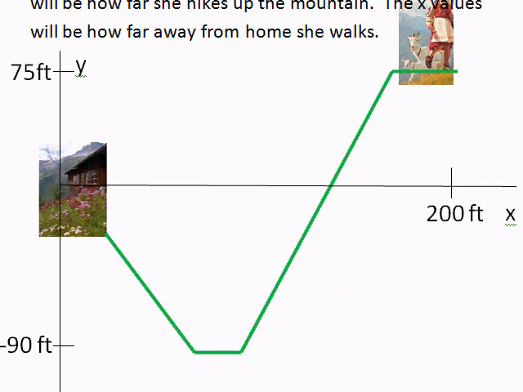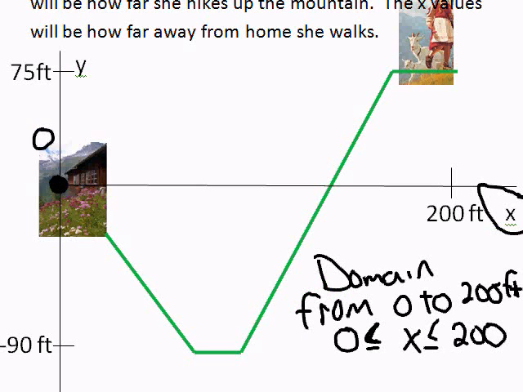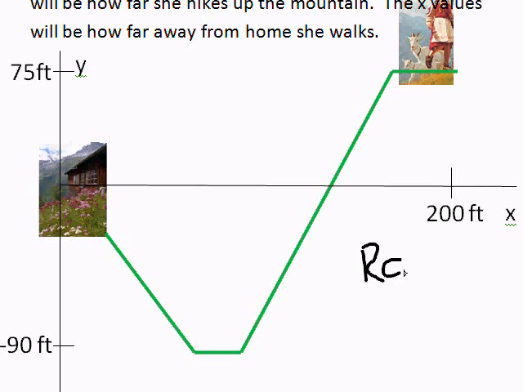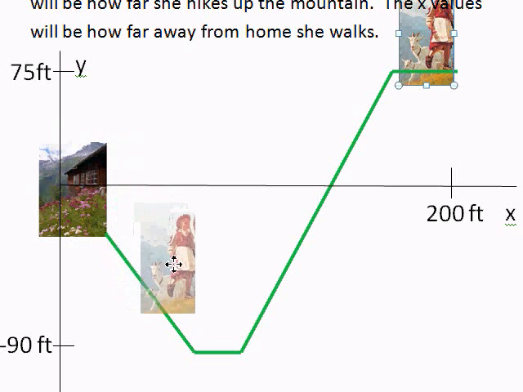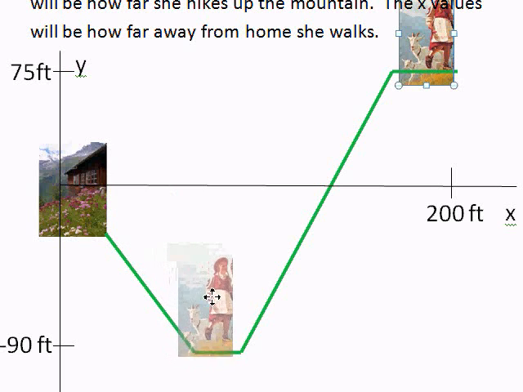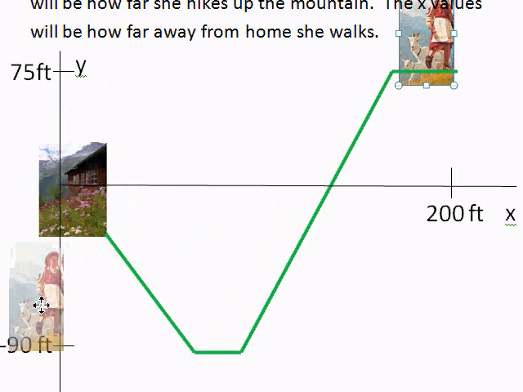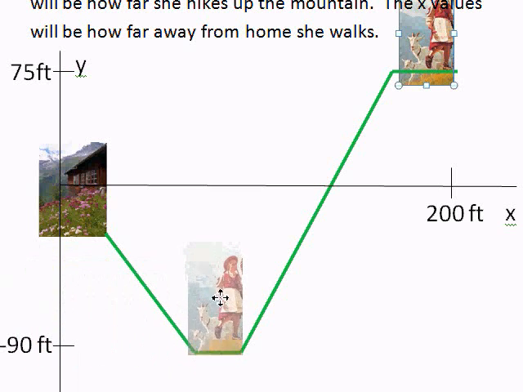Now let's suppose we take the same situation and let's look at the range of the situation. If you remember the range, let's do that in another color. The range would be all of the y values. So that would be how far down and how far up the mountain she walked. Now she started off at home, and remember our y values, negative means how far below the house or how far down she hiked from the house. Now if you look at it, she hiked 90 feet. She hiked all the way down to 90 feet below.